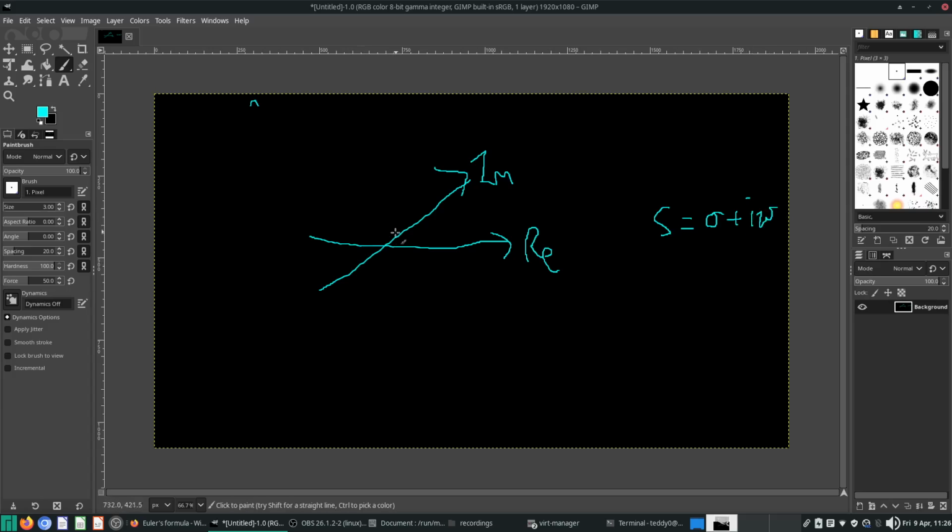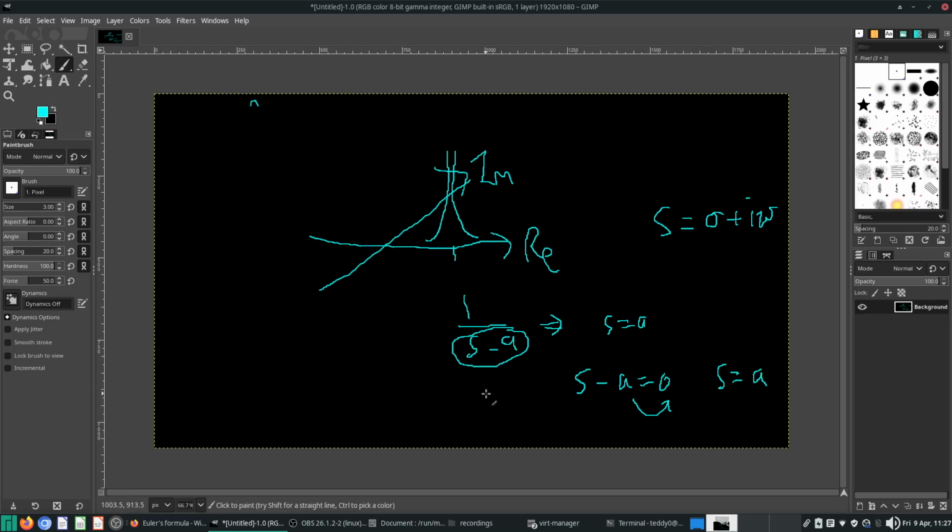Some people like to use j. If you like to use i, that's fine as well. Whichever, just know that it's imaginary. So if you have 1 over s minus a, your pole will be at s equals a, because you look at the denominator and equate it to 0. If you bring a to the right hand side, you just have s equals a, and that will tell you where the pole is.